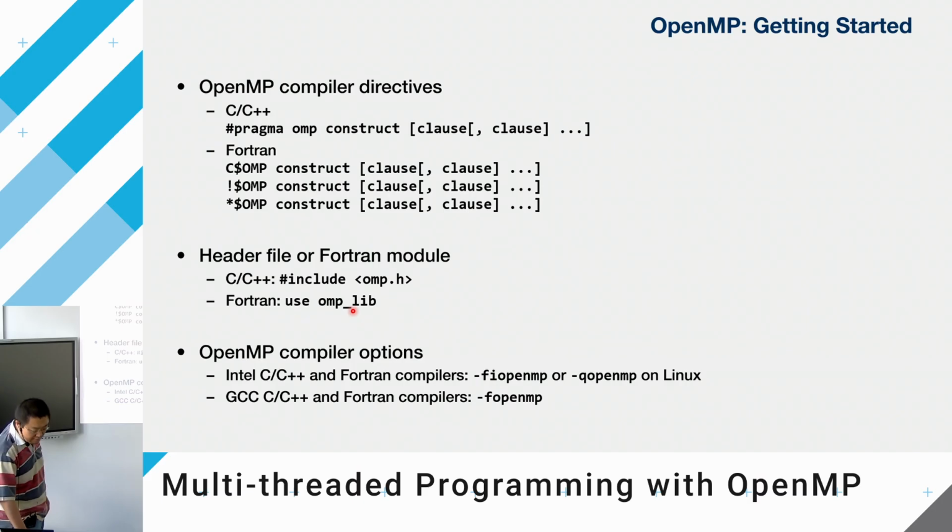And yes, as I mentioned, multiple compilers support OpenMP. For the Intel compiler, you can use -fiopenmp or -qopenmp; for the GNU compiler, -fopenmp. For the NVIDIA compiler, you can also use this with -mp, but I'm not putting it here because for this course we only use the Intel compiler and the GNU compiler.